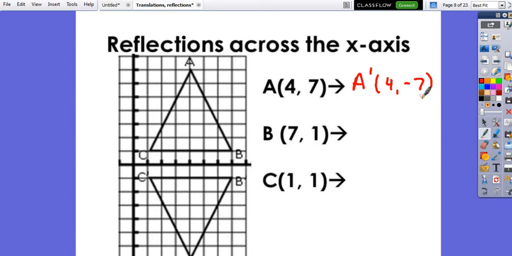Alright, so we can do the same thing for B and C. So what is B prime? Did the x values change? 7, -1. Okay, good. C prime? 1, -1. Yep. That's it. Simple. So there's your reflection, an example of a reflection over the x-axis. Okay, let's go to the next one.